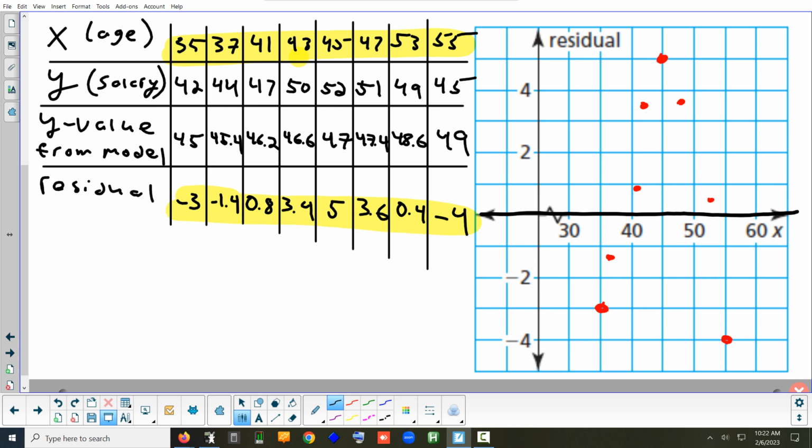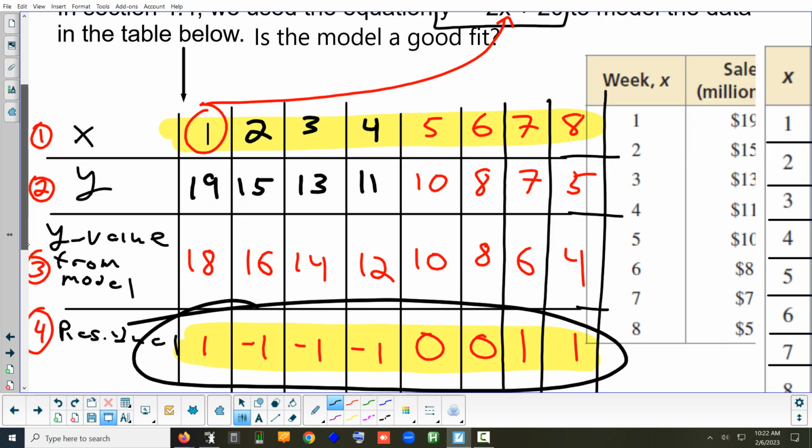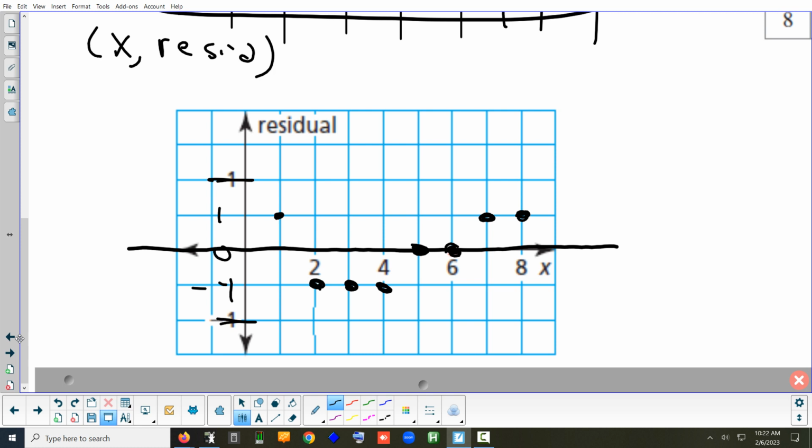What do you think? Are the red dots close to that line in black that I drew? Not really. Not really. Compared to the last one, look how close those are. They're all really, really close. That means the residuals were small.